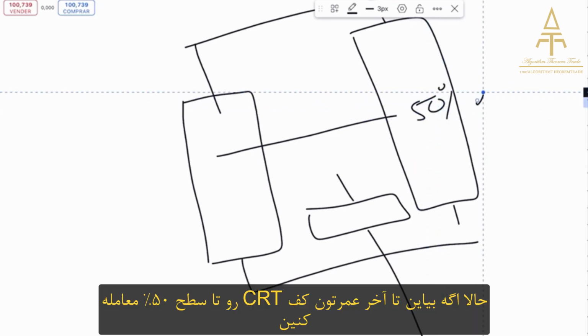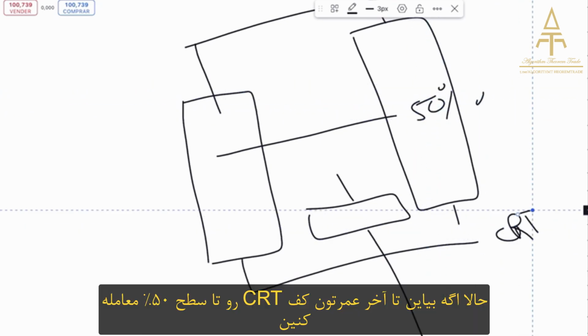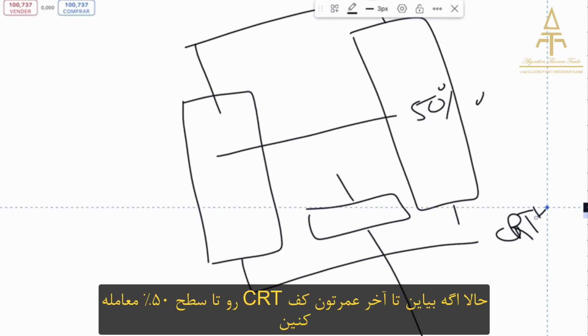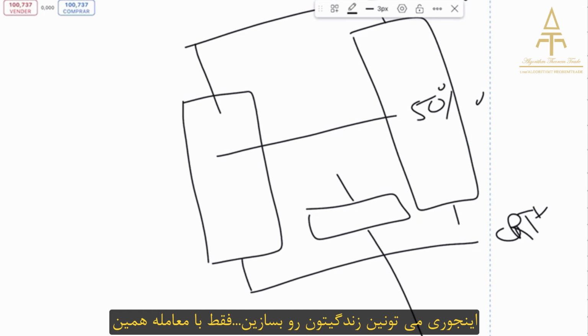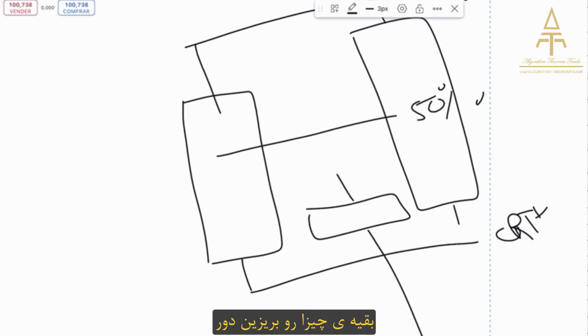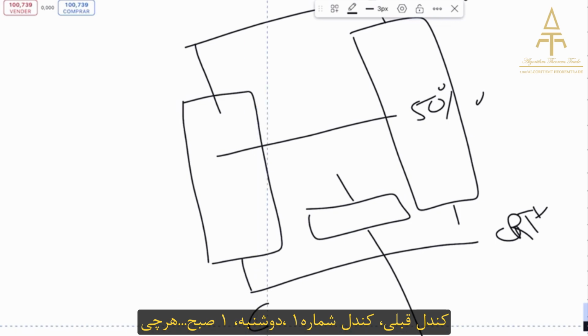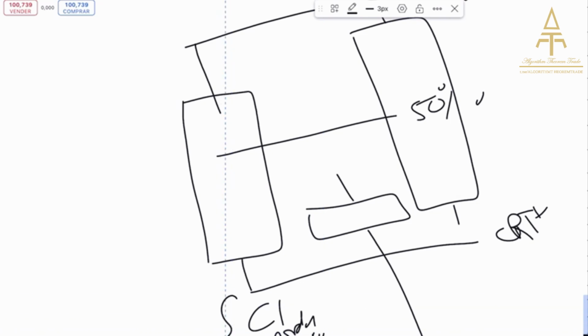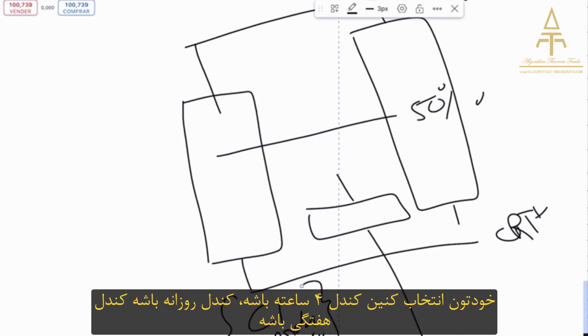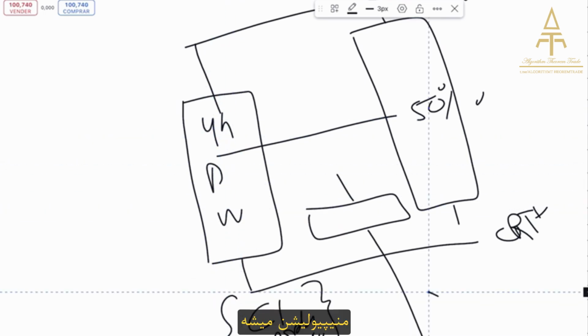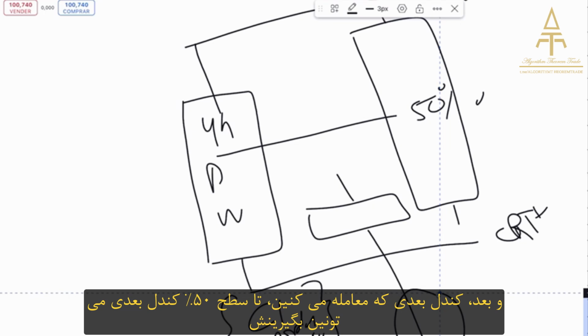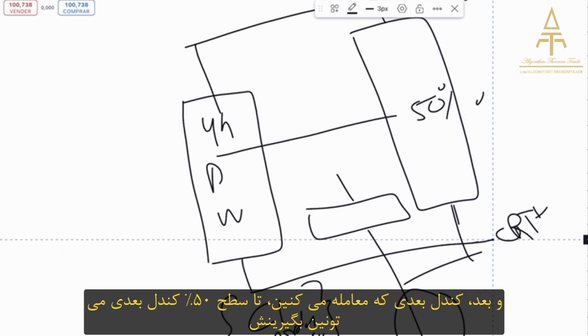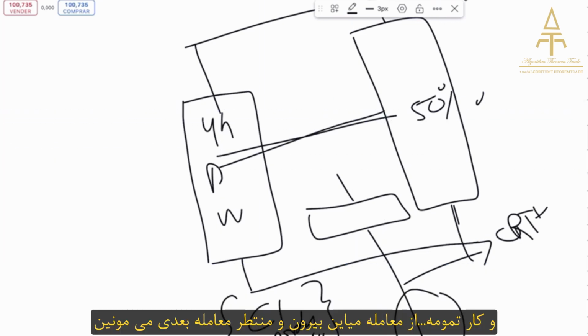Now, if you trade the CRT low to the 50% your entire life, then that is a career you can make in trading, just ignoring everything else. Previous candle, candle 1, Monday, 1 a.m., whatever. You pick a 4-hour candle, daily candle, weekly candle, manipulate it, and then the next candle you trade up until the 50% of the previous candle, and you're out. You bounce, and you look for the next trade.